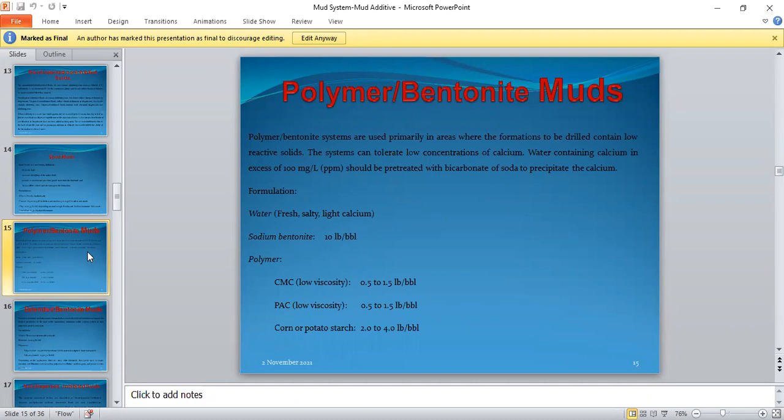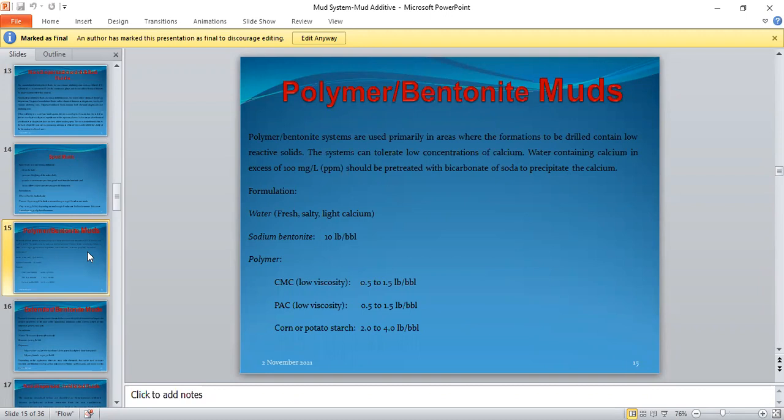The same amount of water on this clay is the same amount of water on that other clay. So when we say the clay is reactive, it means that water can make it swell anyhow. It will give viscosity. If it is downhole, where they are drilling, it will cause problems there. It's very reactive. So polymer bentonite mud, we use it in areas where the formation drilled contains low reactive solids.